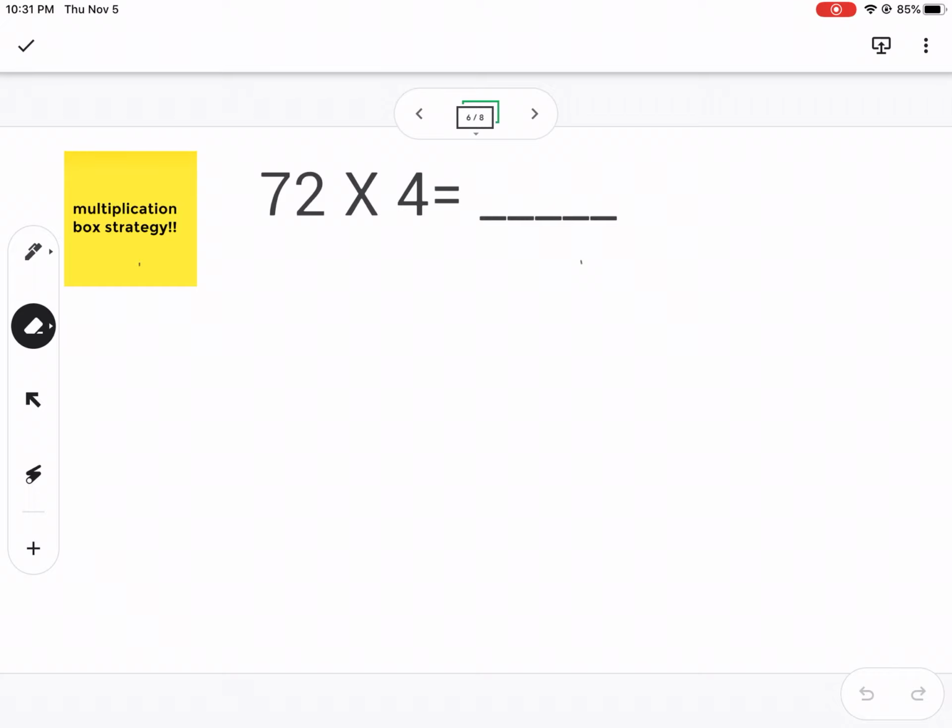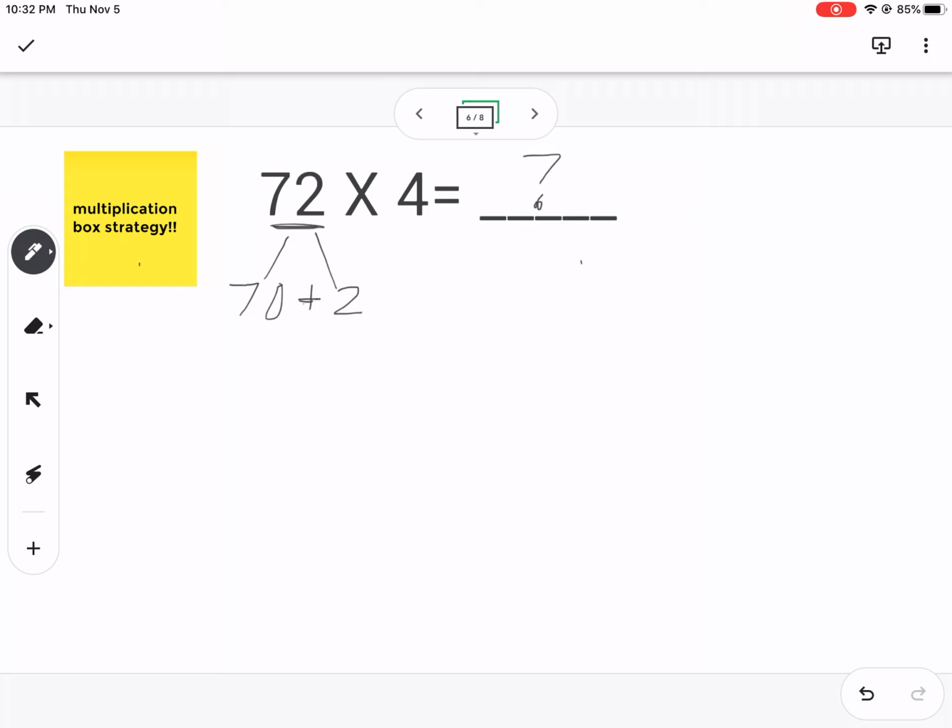I just wanted to continue talking with you about the multiplication box strategy and showing you another example of how it all works. So let's jump right in. We have 72 times 4, and we need to figure out what that is. So one way we can do that is by breaking up or decomposing the number 72, because that's a big number, but if we break it up into smaller parts that we can handle, it's not as bad. So for example, 72 is the same as 70 plus 2.